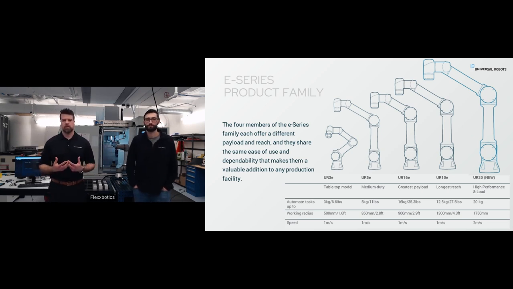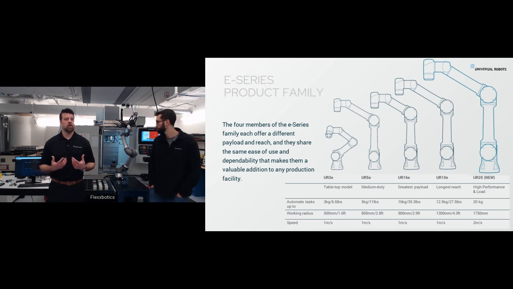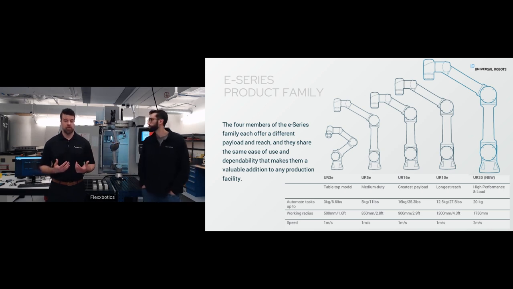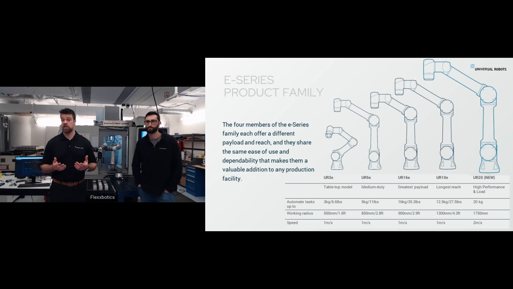This is a great robot for mid-size payload applications. And what we find is with this robot, they're oftentimes very quick to deploy. It's an easy robot to get out the door and set up in a customer site very, very quickly. The UR16 in the middle there is a 16 kg robot with a 900 millimeter reach.